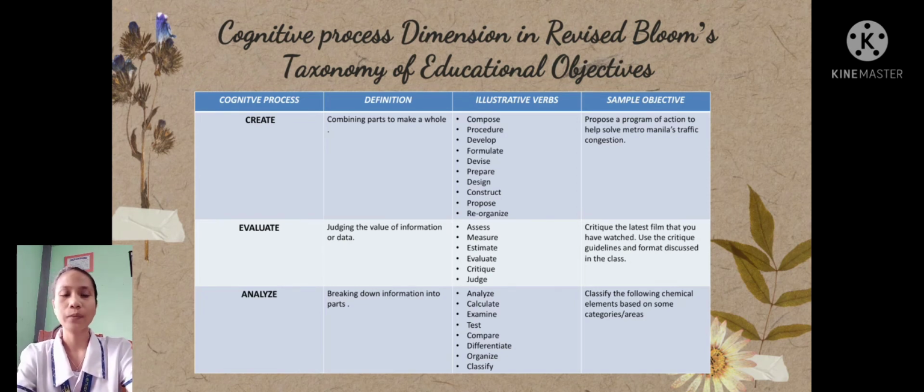The third cognitive process is analyze. In analyze, the student breaks down information into parts. The illustrative verbs that can be used are analyze, calculate, examine, test, compare, differentiate, organize, or classify. An example of the cognitive process analyze is classify the following chemical elements based on some categories or areas.